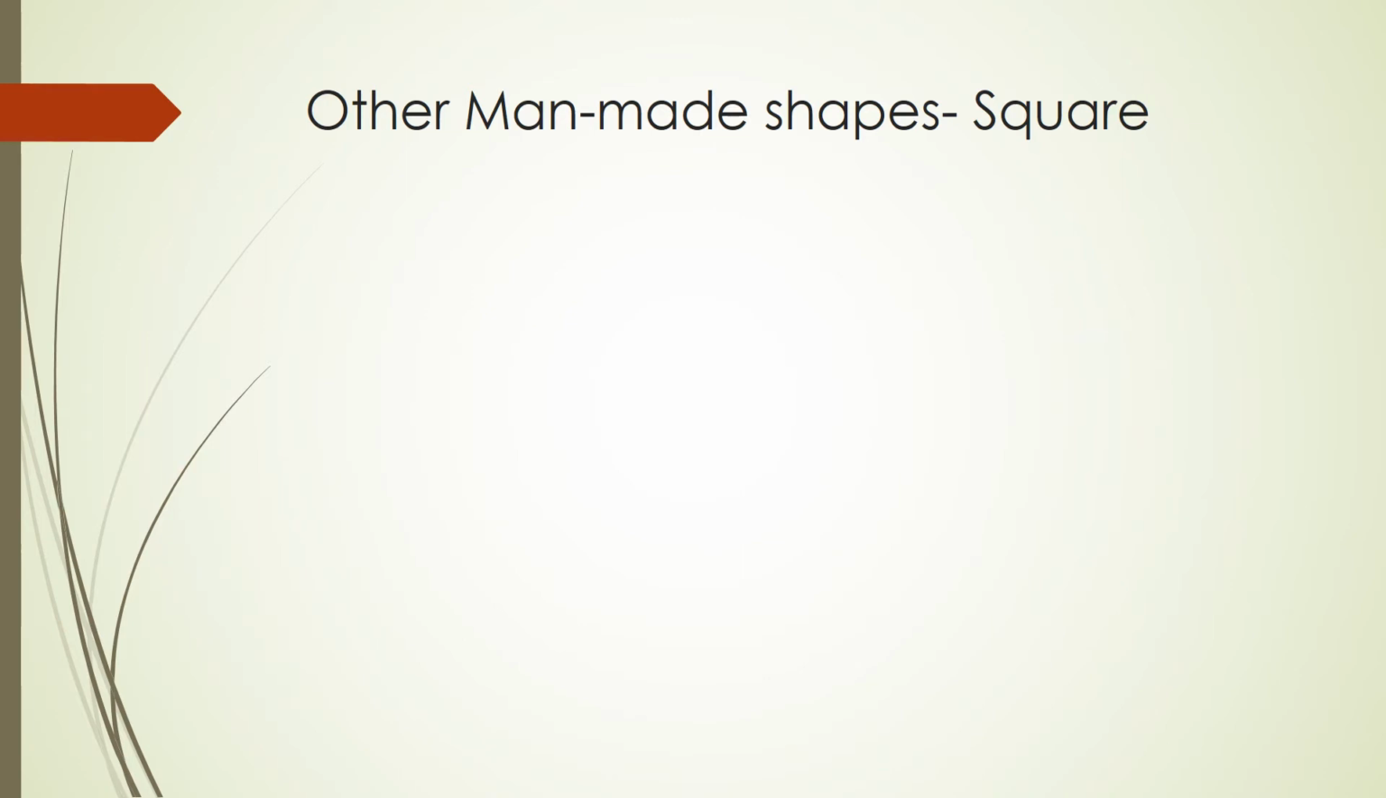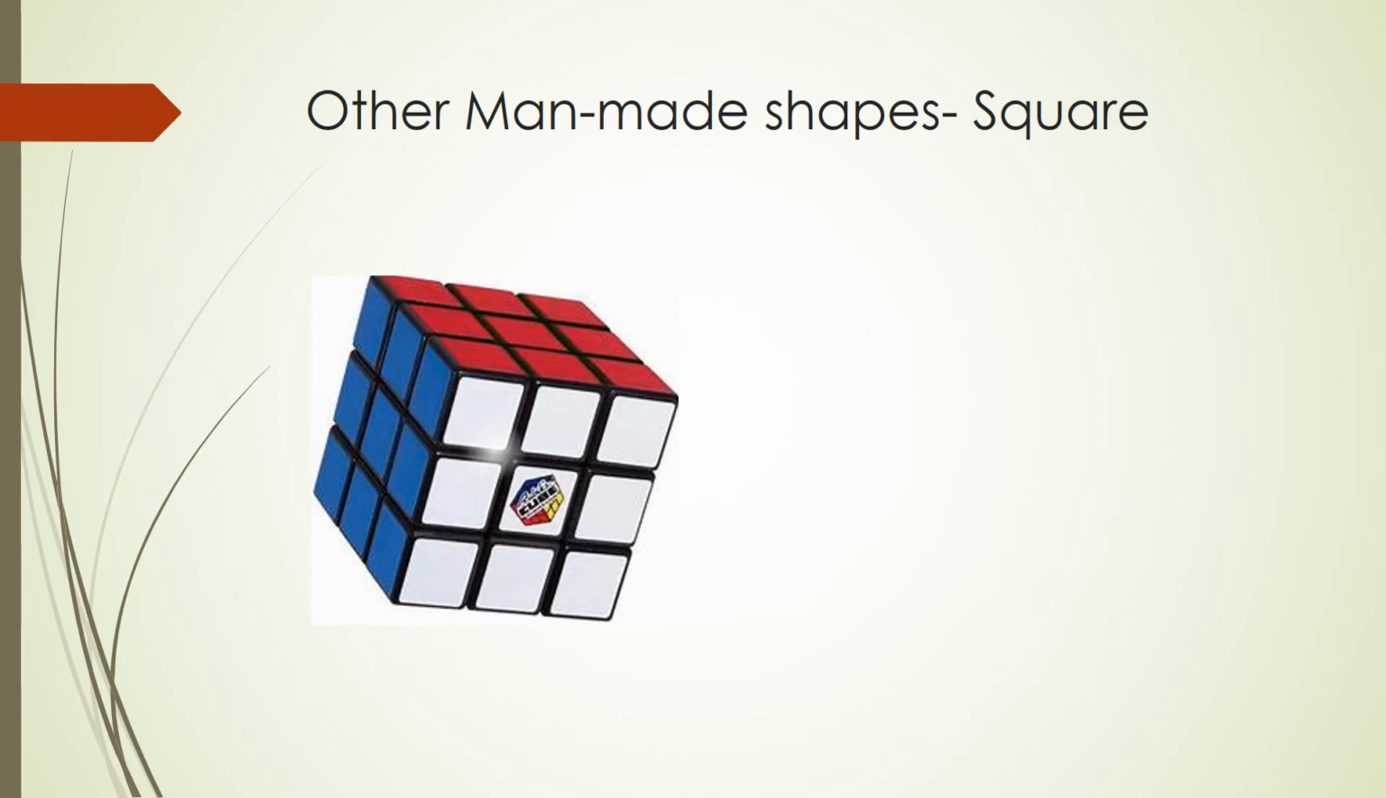Now, boys and girls, let us turn our attention to the square in our environment. Now, I want you to tell me what you think this object is. If you said it is a Rubik's Cube, then you're indeed correct. Now, I want you to identify the white squares. Can you tell me how many white squares are on this Rubik's Cube? If you said 9, very good.